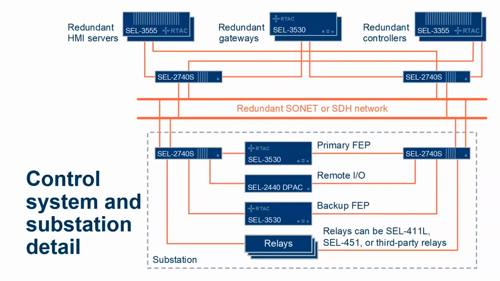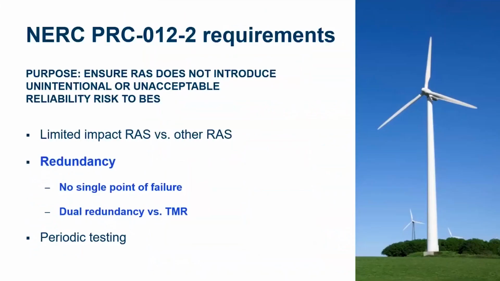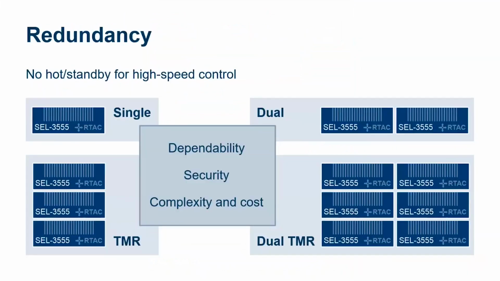In some cases, there may be a need for both local decentralized and centralized RAS for a given power system, and these relay-based local RAS may operate in case of unavailability of a centralized RAS, adding to system resiliency. NERC PRC-012-2 identifies that a RAS should not have a single point of failure, and we should have options for redundancy such as dual redundancy or triple modular redundancy.